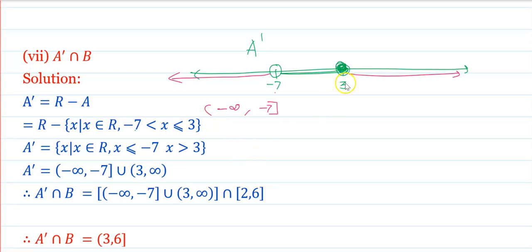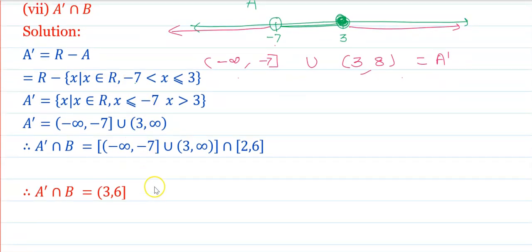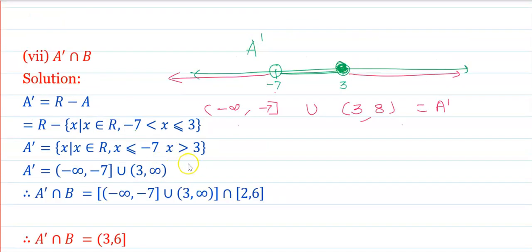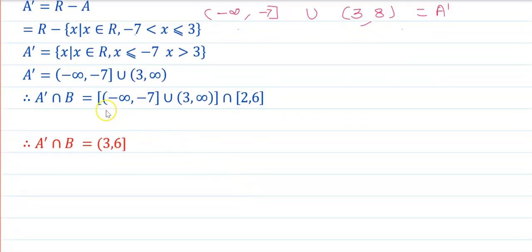What about here? This 3 was closed. Now we will take it as open, 3 to infinity open, and the union of these two. Okay, union of these two. This is nothing but the A complement. A complement intersection with B. What is B? B is 2 to 6. See this here, the set B. B is 2 to 6. Now the intersection of these, then overall you will get, see this here, 3 to infinity.